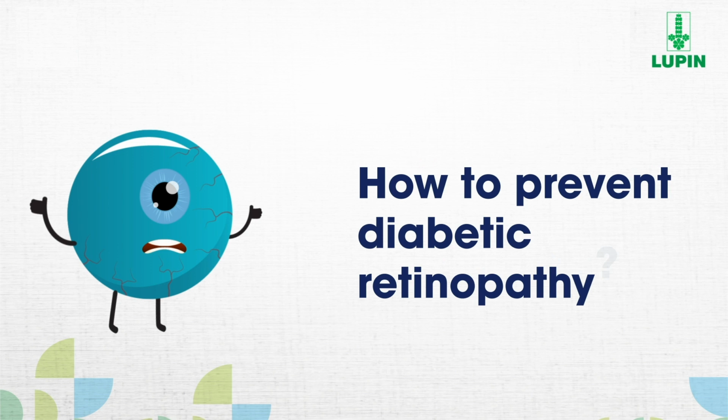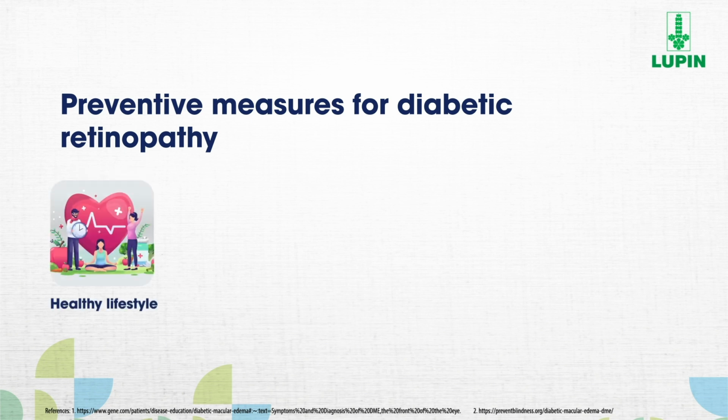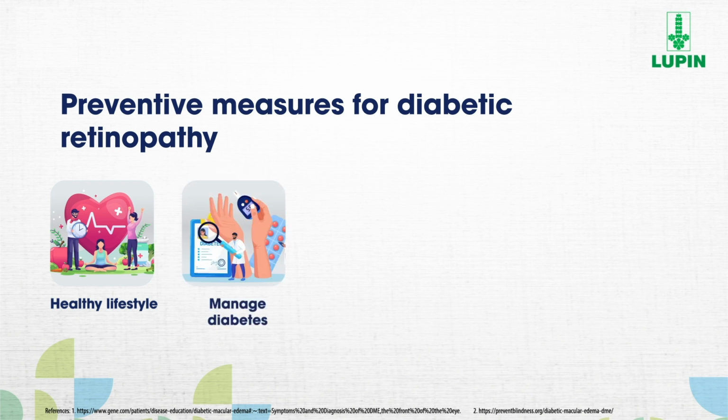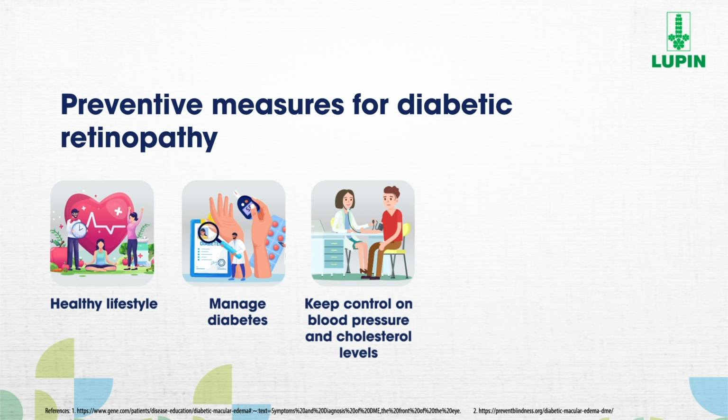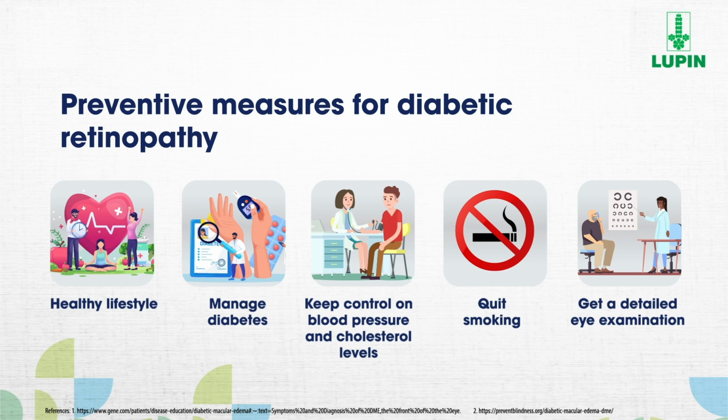How to prevent diabetic retinopathy? To prevent diabetic retinopathy and its progression to DME, make healthy eating and physical activity part of your daily routine. Take medications regularly and maintain your blood glucose levels. Keep your blood pressure and cholesterol under control. Quit smoking and get a dilated eye exam at least once a year for early detection of any signs and symptoms.